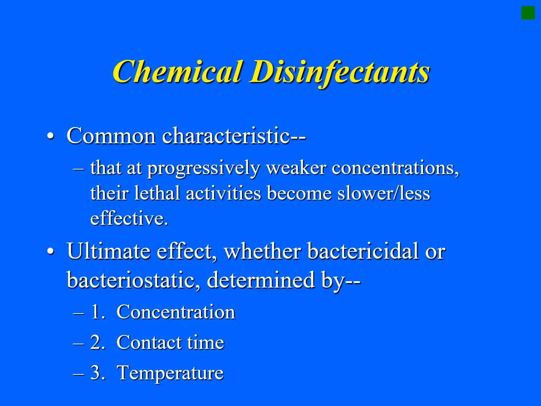So the common characteristic of these chemical disinfectants is that at progressively weaker concentration, their lethal activities become slower or less effective, and sometimes we want that to happen. So the ultimate effect, whether a disinfectant is bactericidal or bacteriostatic, so do they kill or do they just interfere with them? That's really determined by three things. What is the concentration of the disinfectant? Number two, how much time do you give it to have contact with that infection or the environment or whatever we're trying to disinfect? Number three, a lot of times temperature plays a huge role.